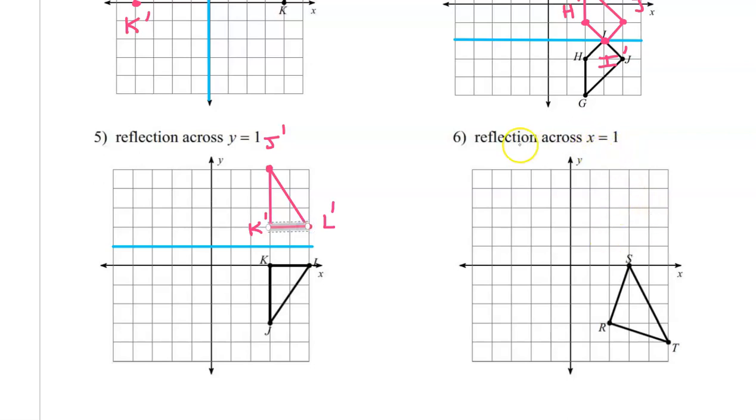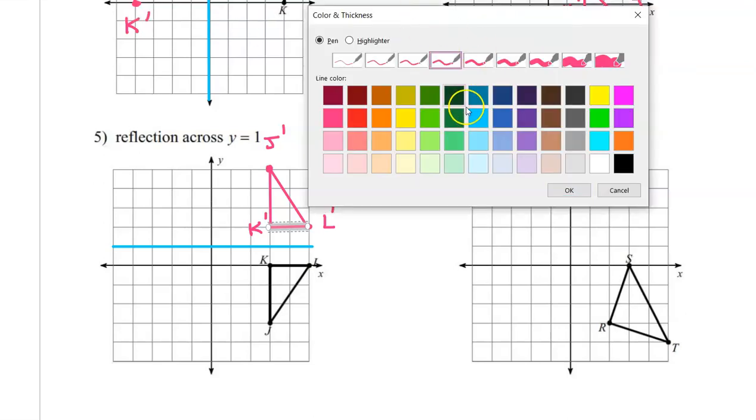Okay, problem number 6, x equals 1. So x equals a number is a vertical line. So we're going to have a vertical line at 1.